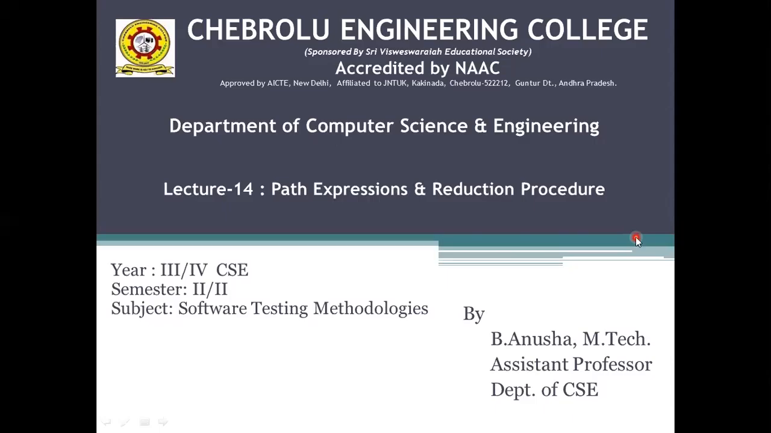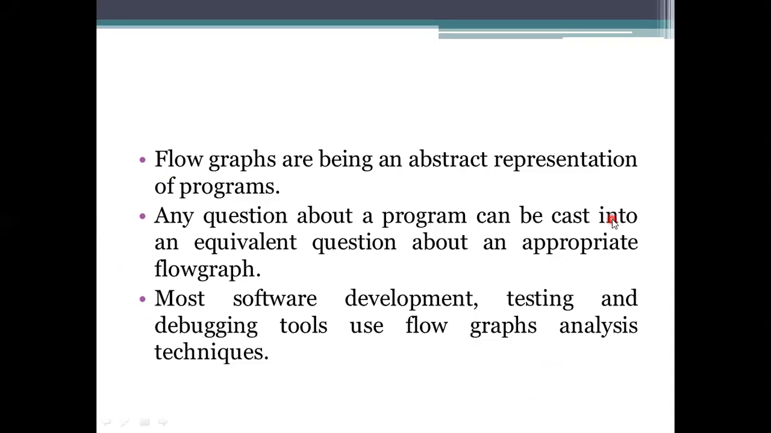Good afternoon, class. Today we will see the path expressions and the path expressions reduction procedure. So we have seen path segments and how we are writing a path specification, and also how a path is specified here.